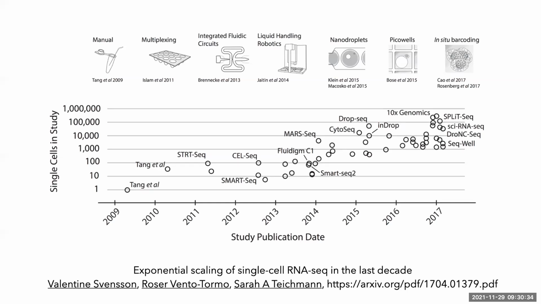And so what you see on the slide is kind of a timeline for when different single cell protocols started to get published. And we go from all the way back in 2009, when the first manual protocol was designed for single cell, and all the way up until 2017, approximately 10x genomics has become kind of one of the mainstream methods today.